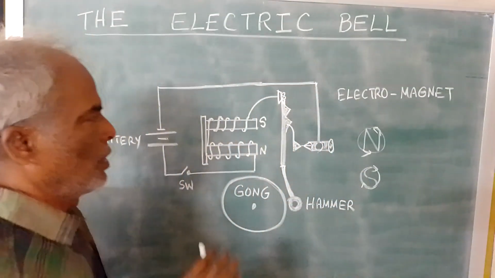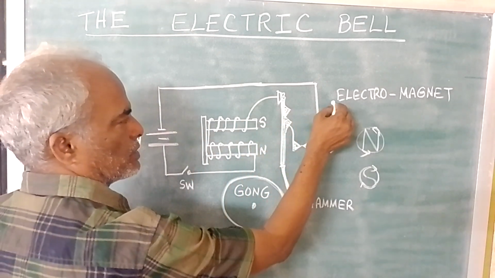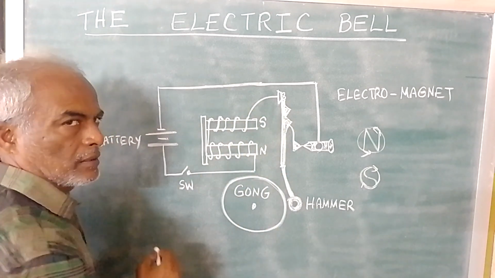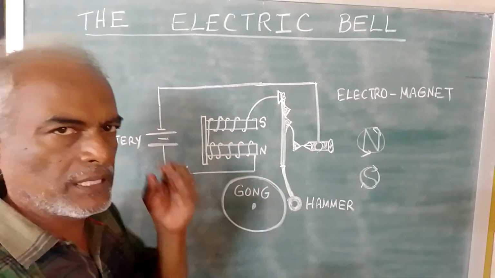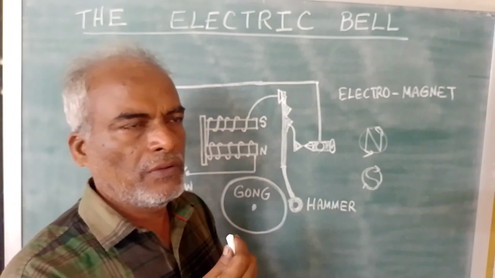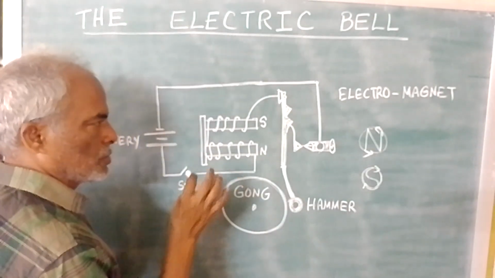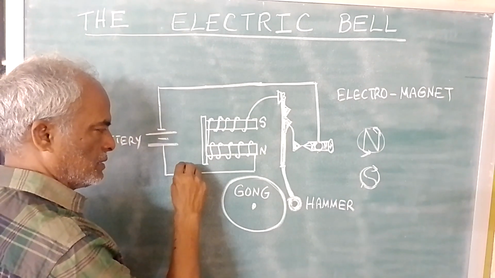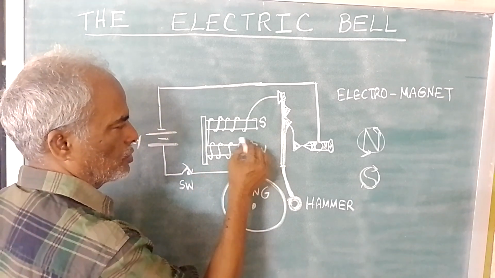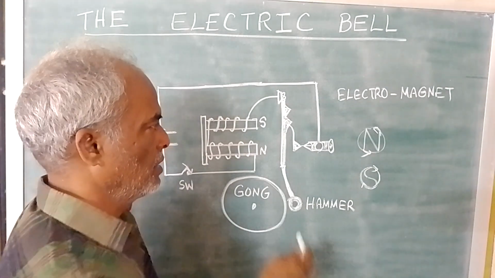Okay. Now what happens is, this combination will act as an electromagnet. So when there is a current, it acts as a magnet. No current, it does not have magnetic properties. Okay. So first what will happen is, you are closing the switch. So current starts flowing here through the wire. So this will work as an electromagnet.